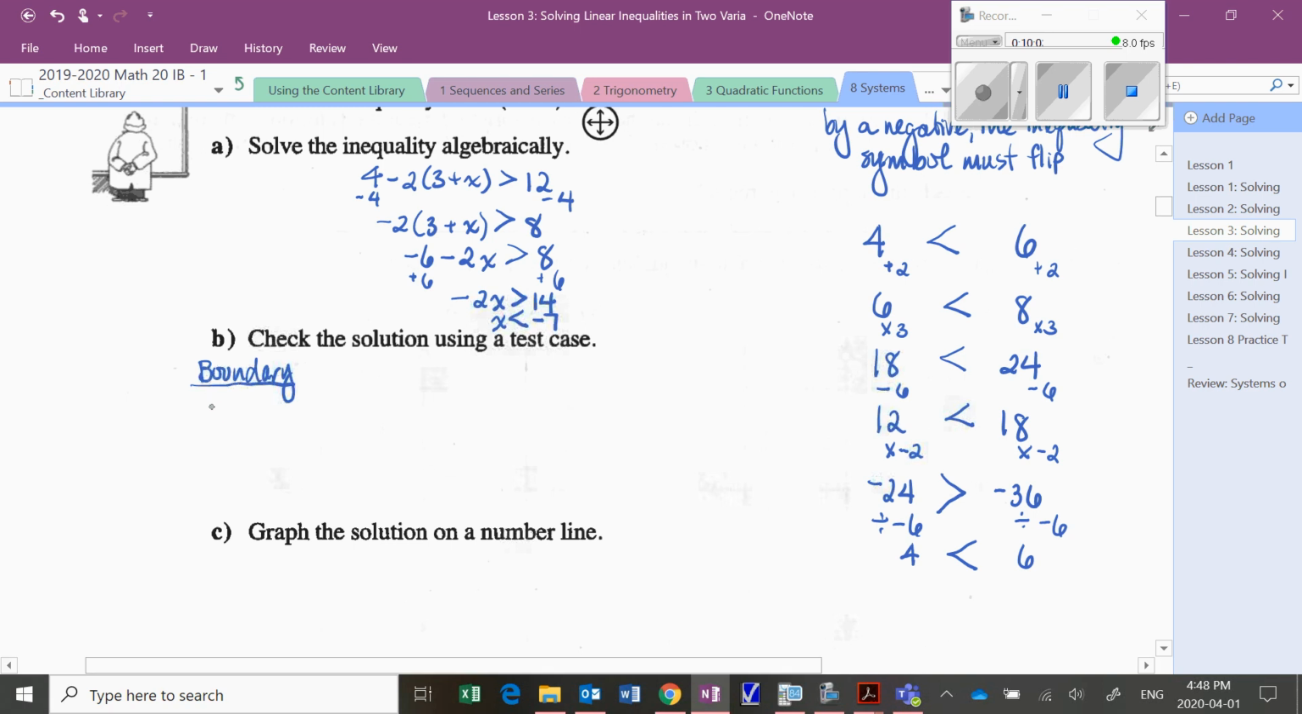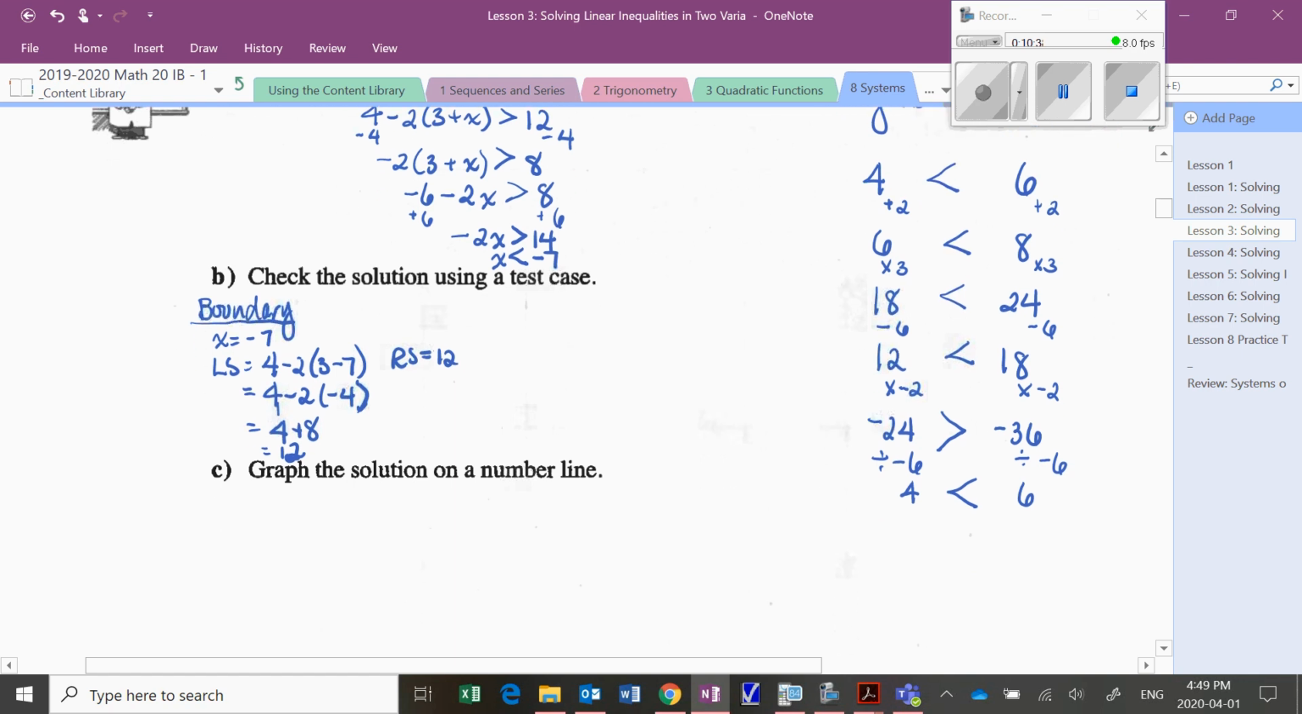So I'm going to substitute in x is equal to -7, and so my left side would then be 4 minus 2 times (3 plus x), so 3 minus 7, and just a simple order of operations question, so 4 minus 2 times -4, which is then just 4 plus 8, which is 12, and the right side is also equal to 12. So that confirms that my boundary is -7.